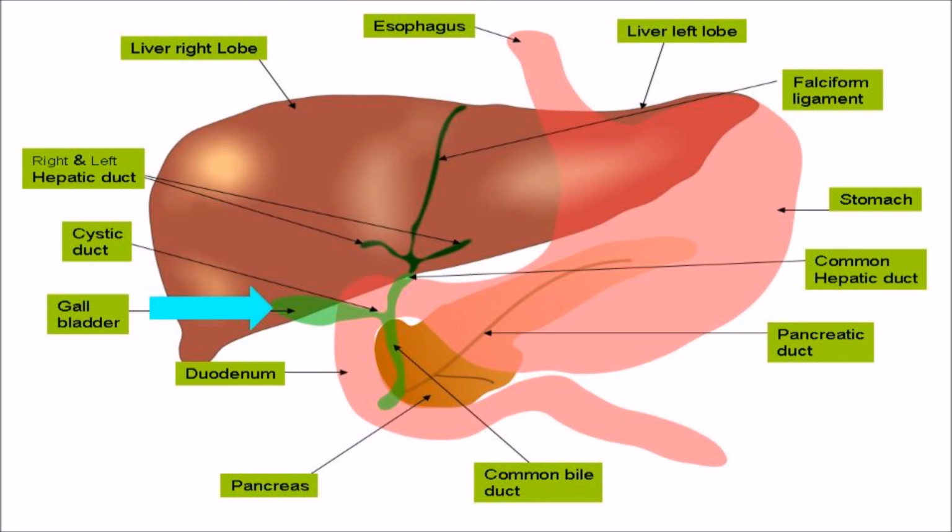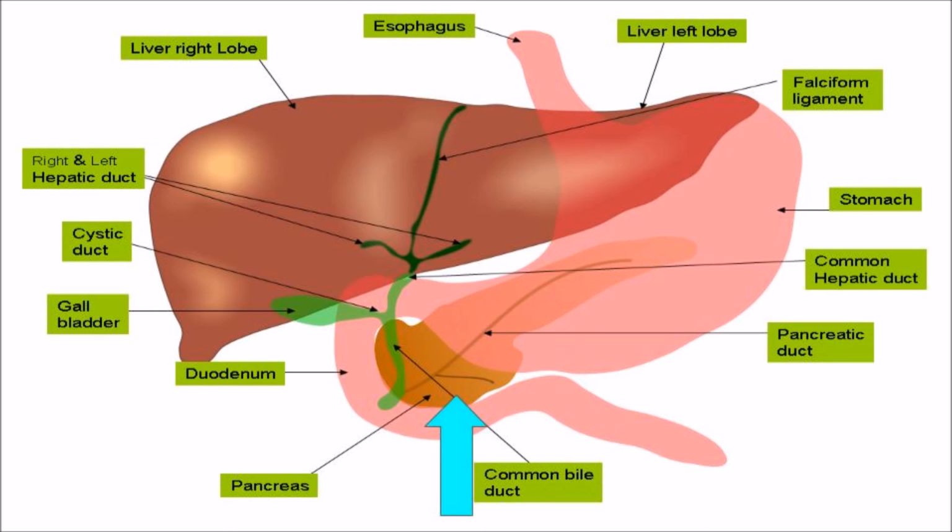The gallbladder is a small muscular sac located under the liver and attached to it by connective tissue. It stores and concentrates bile, which it receives from the liver. When bile is needed to emulsify fats in the digestive tract, the gallbladder contracts and pushes the bile through the cystic duct into the common bile duct, which drains into the duodenum.